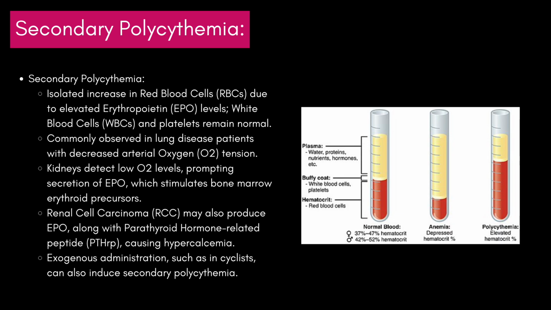Renal cell carcinoma may also produce erythropoietin, along with parathyroid hormone-related peptide, causing hypercalcemia. Exogenous administration, such as in cyclists, can also induce secondary polycythemia. All right, guys, now that we have covered all of the content, let's go ahead and take a look at some questions to review the knowledge you have gained so far.